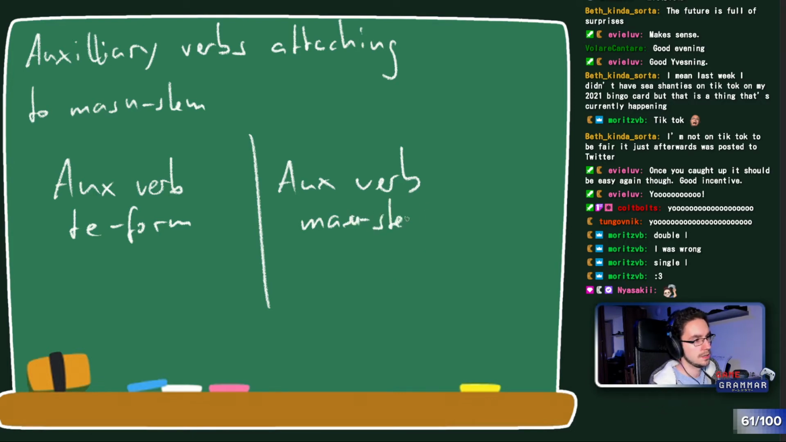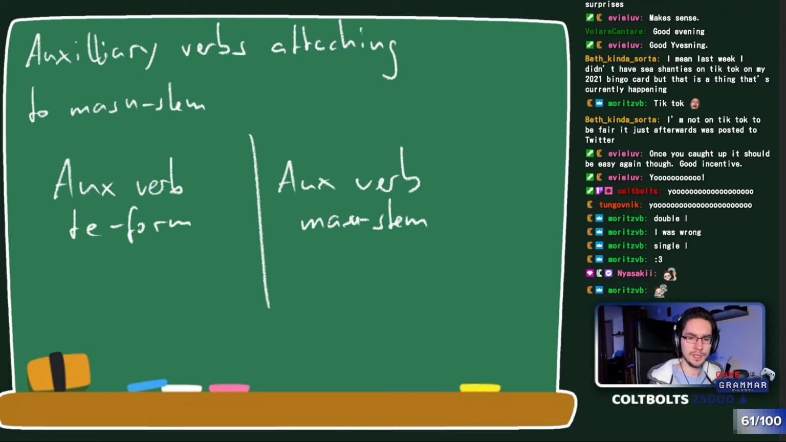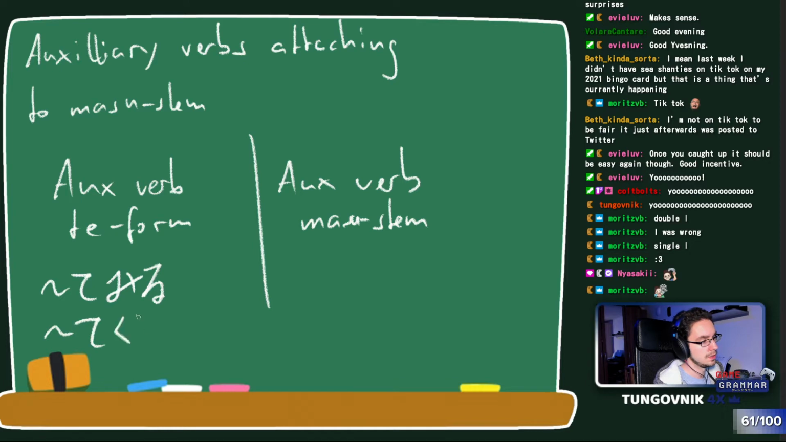Masu stem, okay? I think, right? Because te form and masu stem is usually the only way where you can make verbs conjunctive, and conjunctive means you can add another clause or another verb. So it makes sense that when you add auxiliary verbs, usually you add it on the te form. Examples of this would be stuff we've talked about, like te miru, right? Or te kuru. We've talked about these. And aux verbs that add to the masu stem are ones such as hajimeru.